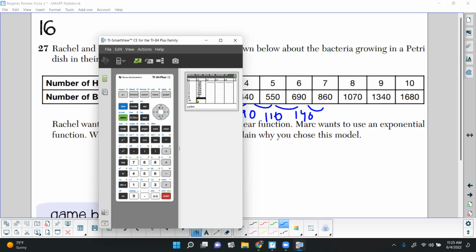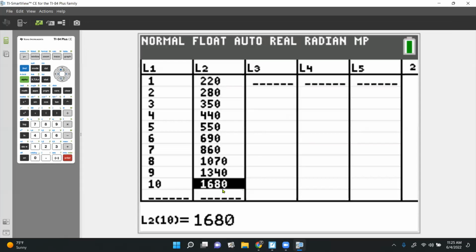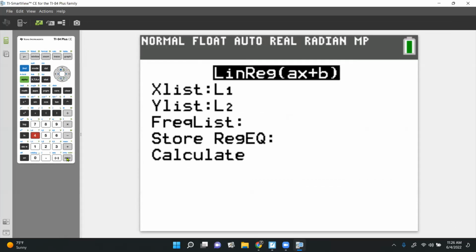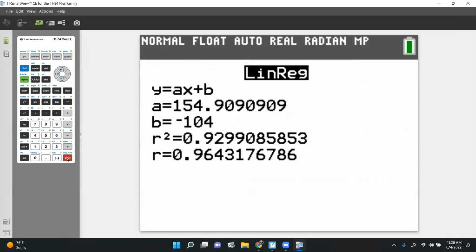1070, 1340, 1680. Oh, I messed up. Ugh, this happens to me every time. 1070, 1340, 16. Okay, I gotta make this a little bit bigger. I think that's good. All right, stat, calc, lin reg, everything's in L1, L2.